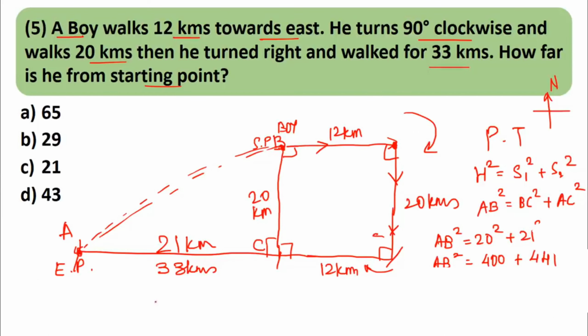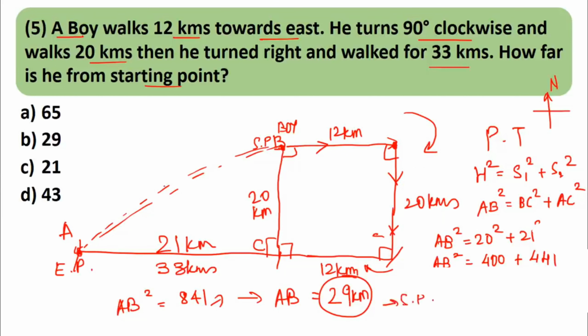So what do we get? I'll write it over here. AB square would be equal to 841. So how much will be AB? It is 29 because 841 is the square of 29. So the boy is 29 kilometers from the house or from the starting point, right? The boy is 29 kilometers from the starting point. This distance is 29 kilometers.